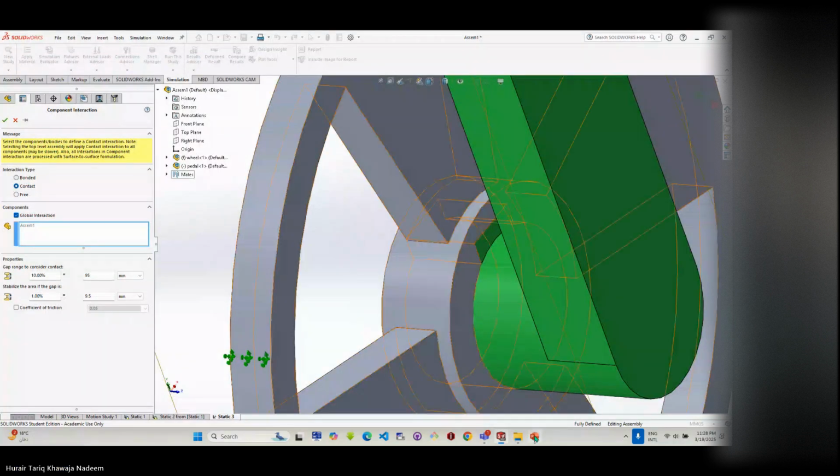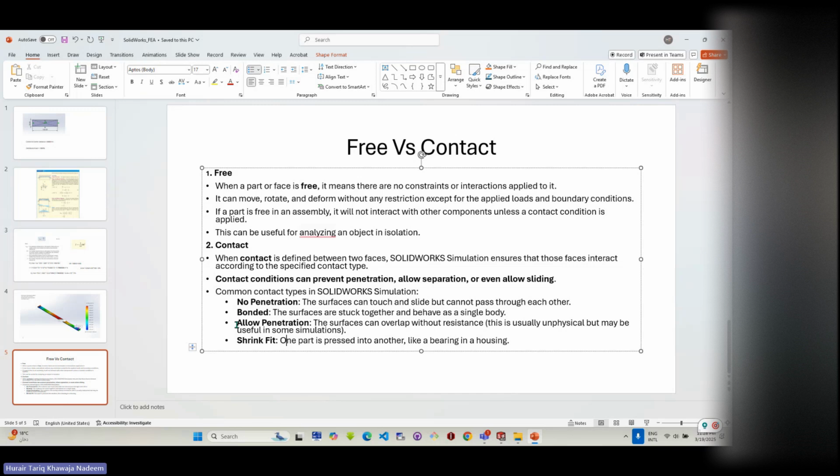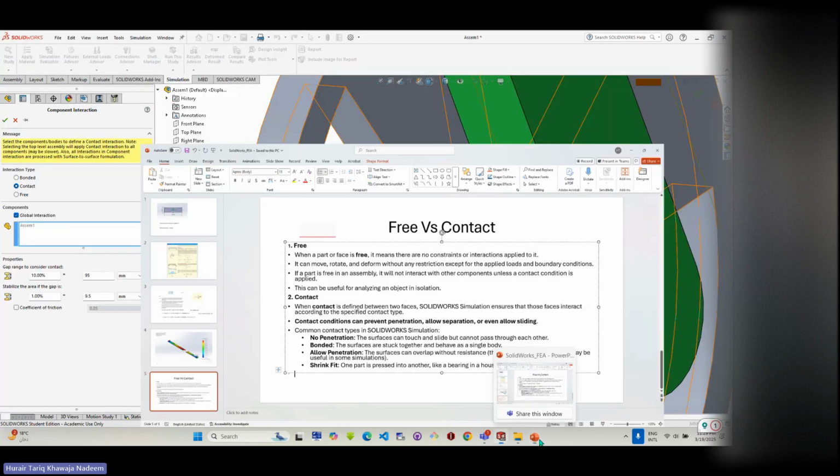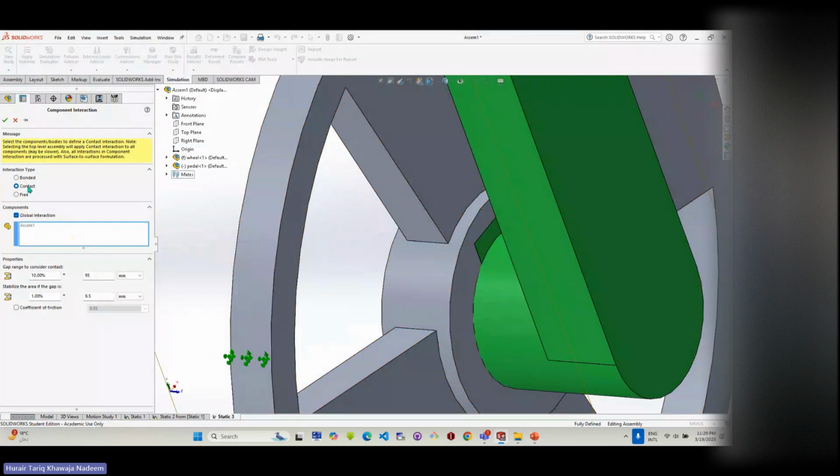Then, allow penetration means allow surfaces to overlap without resistance. So this free means allow penetration. And there is something called shrink fit. Shrink fit is when the shaft has a bigger diameter and the hole has a smaller diameter, so you press fit it. That is called shrink fit. The hole becomes enlarged and the shaft contracts. There is also an option for shrink fit, which we are going to discuss.